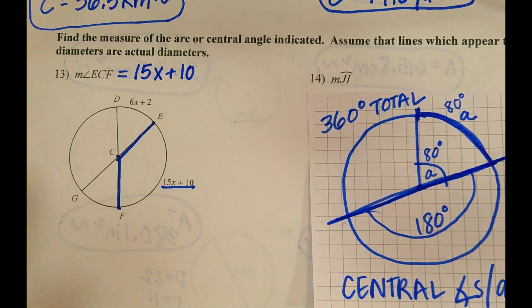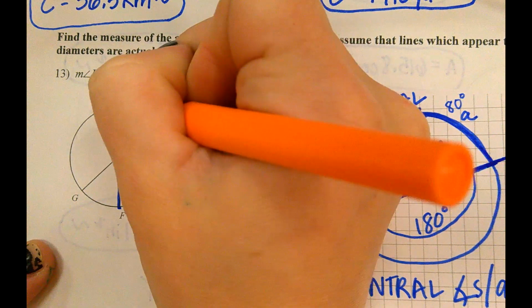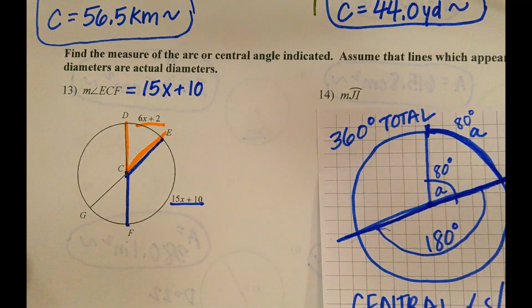What else do I know? What else do they give us? DCE is 6x plus 2. Yes, DCE is 6x plus 2. That's all they give us right now. What could I do to solve for x with these two angles? Any ideas?